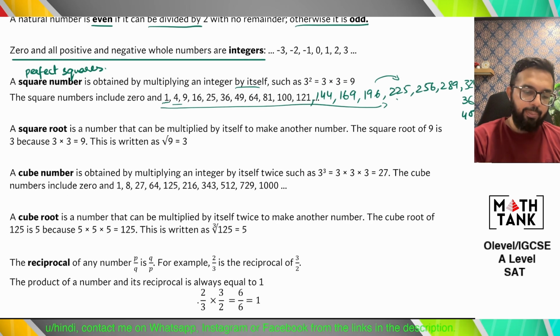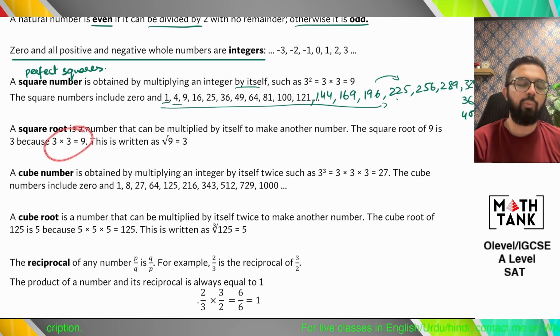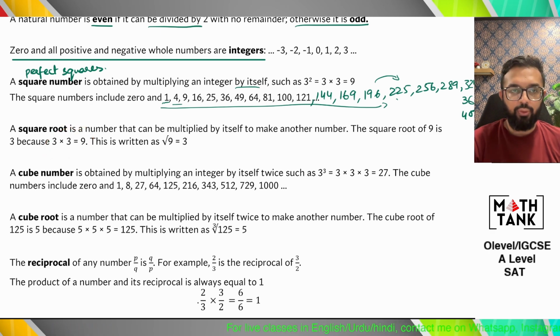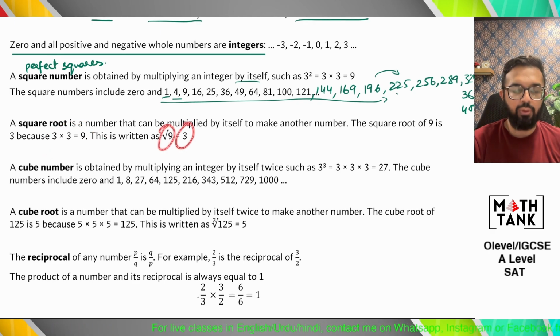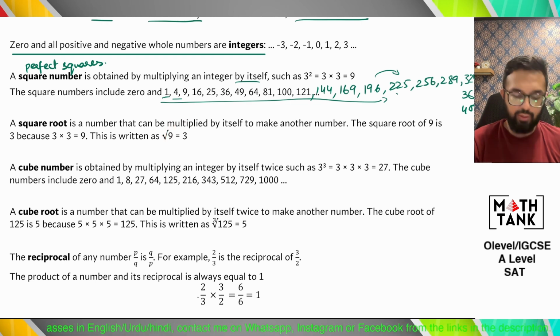Similarly, when you take these perfect squares and square root those numbers, a square root is a number that can be multiplied by itself to make another number. For example, the square root of 9 is 3. Why? Because it can be broken up into 3 and 3. So this is written as root of 9 equals 3. If there's no number, it's just this sign, it means it's a square root.